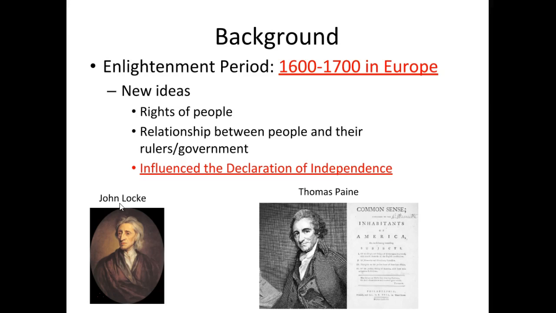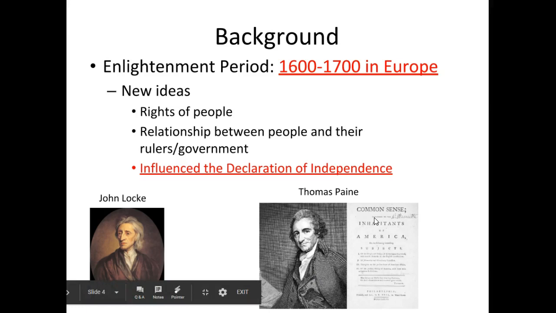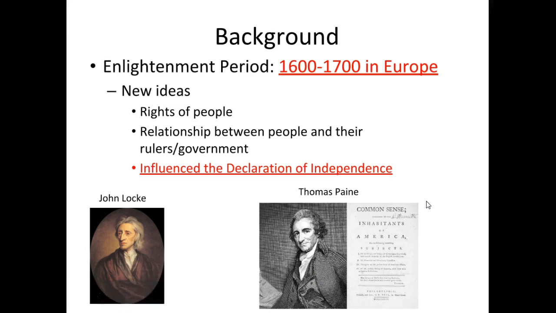There's 2 people that we're going to talk about. The first is John Locke, and his ideas were really what influenced Jefferson to write the Declaration. Thomas Paine came around a little bit later, right before the Revolution, but his ideas also helped not only inspire the Declaration, but also motivate the people of the colonies to want their independence.